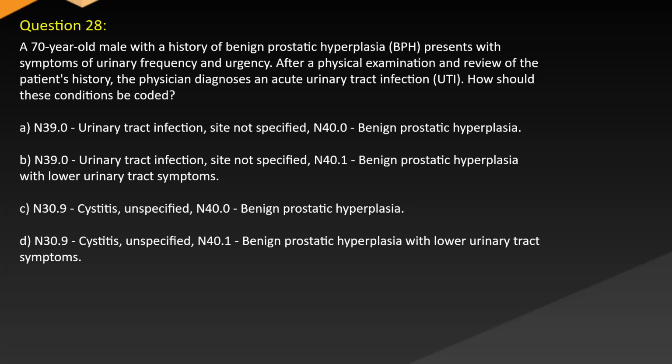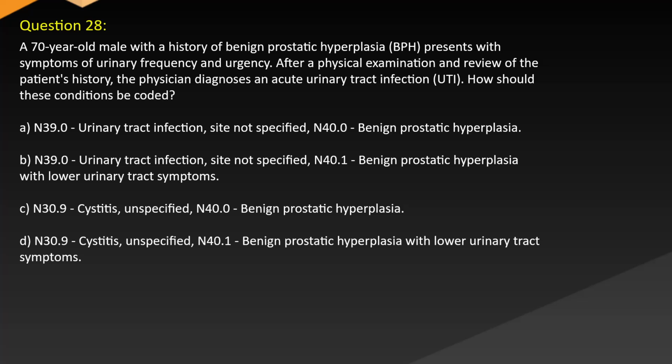Question 28. A 70-year-old male with a history of benign prostatic hyperplasia, BPH, presents with symptoms of urinary frequency and urgency. After a physical examination and review of the patient's history, the physician diagnoses an acute urinary tract infection, UTI. How should these conditions be coded?